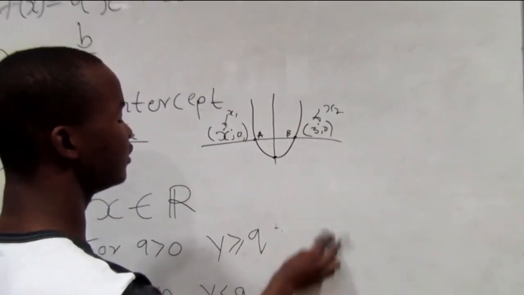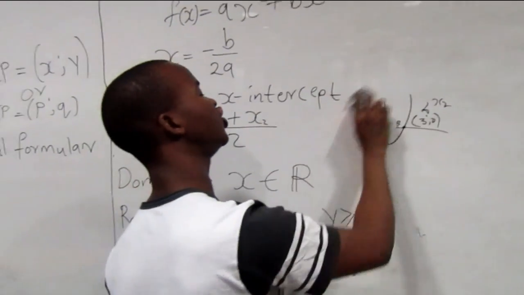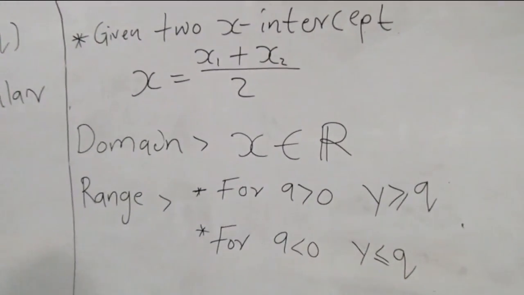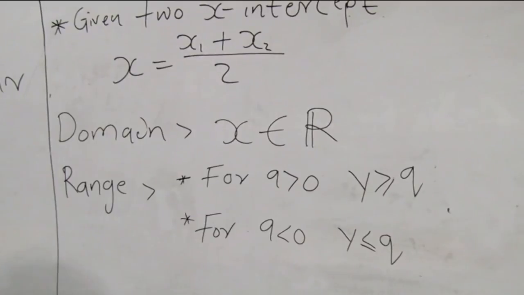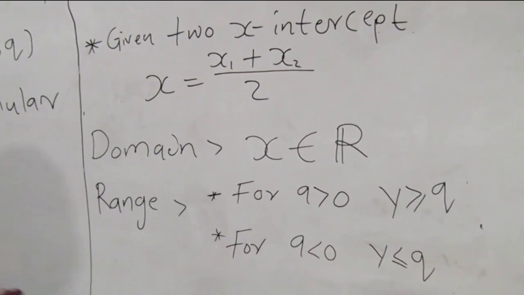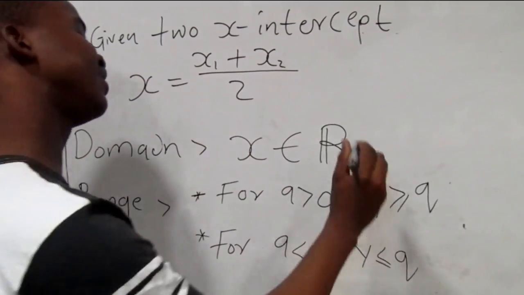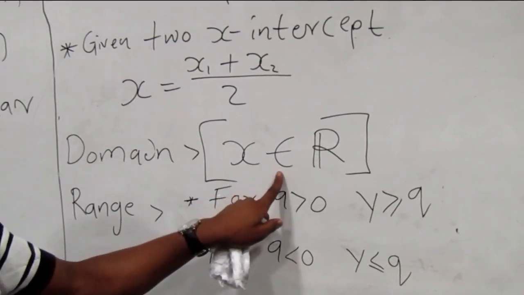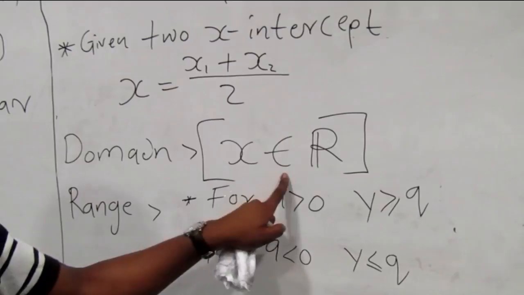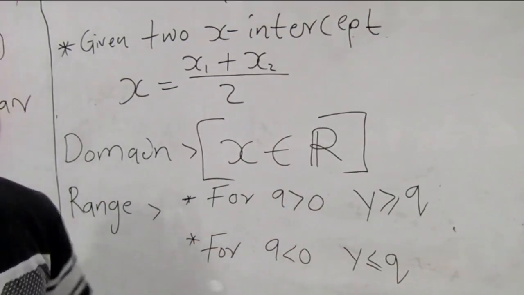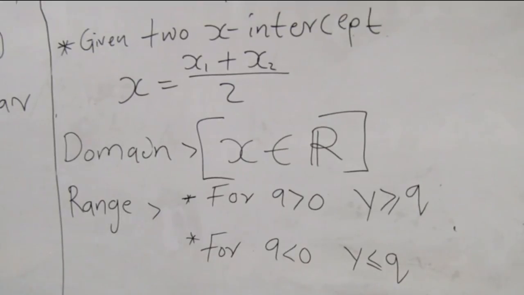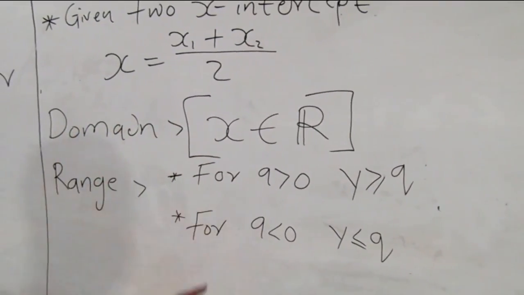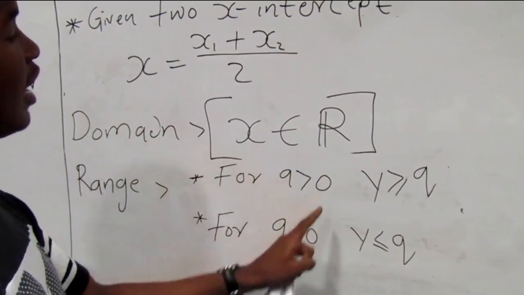We move to the domain and range of a parabolic function, where I'll be explaining more about the domain and range. The domain of a parabolic function, you need to know this, is always x in R, which we read as x is an element of all real numbers. When we are being asked for the domain of a parabolic function, we must always write this accordingly as it is. Just cut and paste. x in R, x is an element of all real numbers.